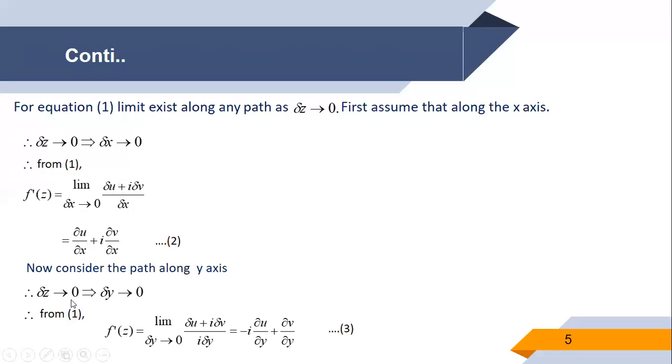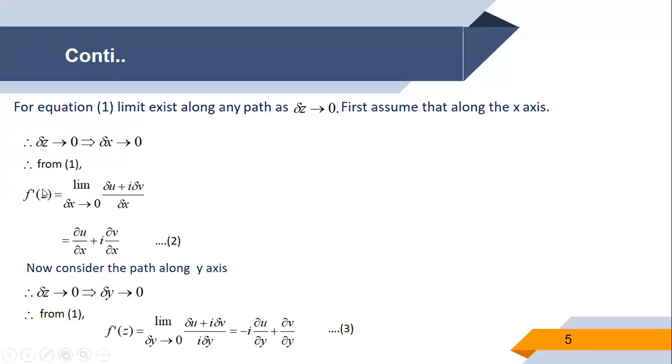And along the y-axis, so delta z tends to 0, we write delta y tends to 0. So limit delta y tends to 0 of (del u plus i del v) upon i del y, which is equal to, we divide by i, so minus i del u by del y plus del v by del y. So this is equation number 3.